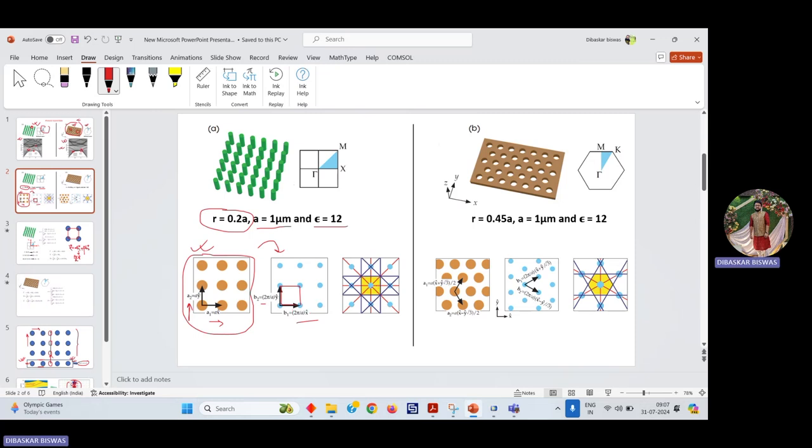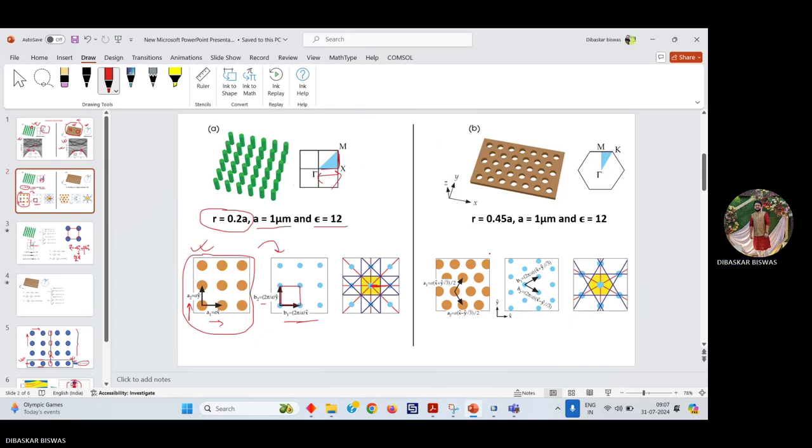You can see that the distance between this lattice point and this lattice point is 2 pi by a. Half of this is the length of the irreducible Brillouin zone, that is from gamma to X. See this one, gamma to X. So this length is half of b1, that is pi by a. That's why this length is pi by a, and along this length it is also pi by a.